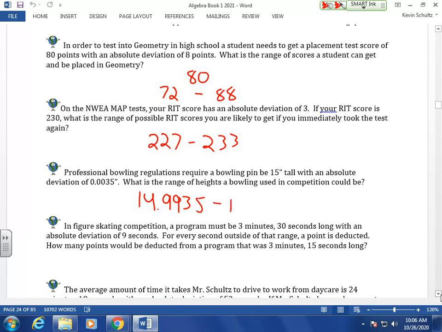14.9935 to 15.0035. I put 35, I should put 65. Sorry. 14.9965.